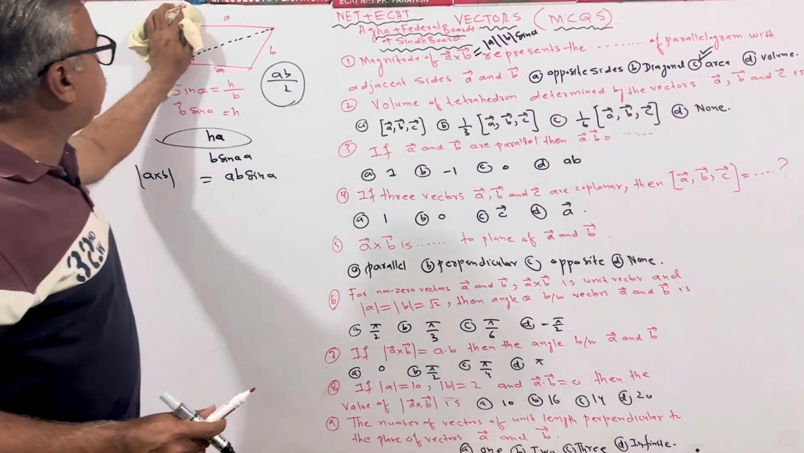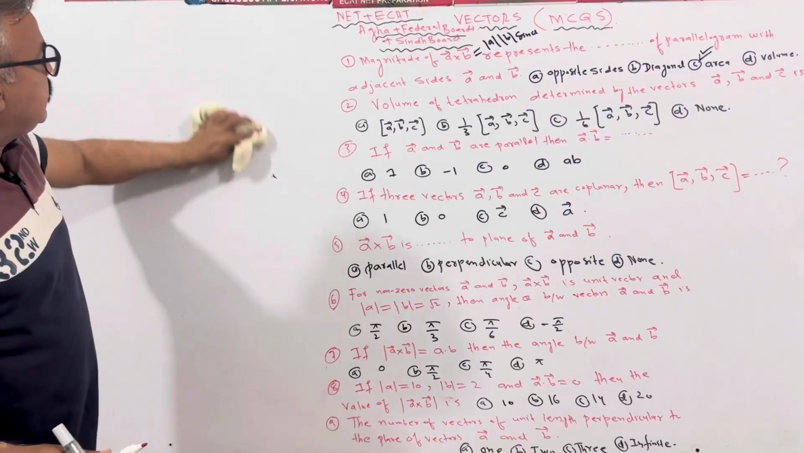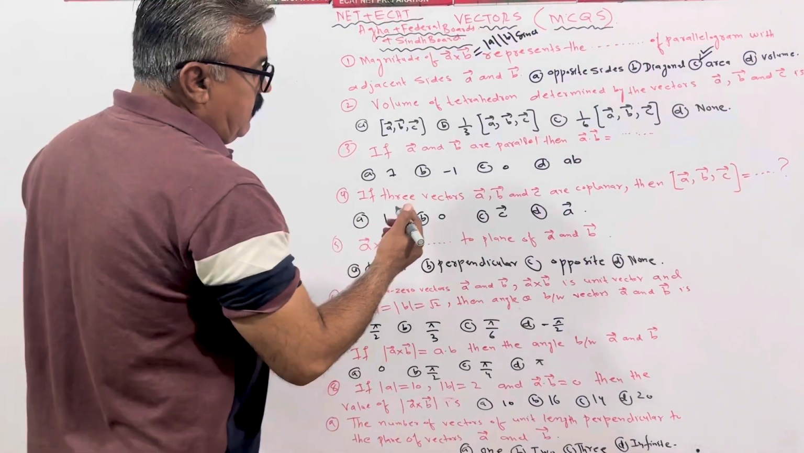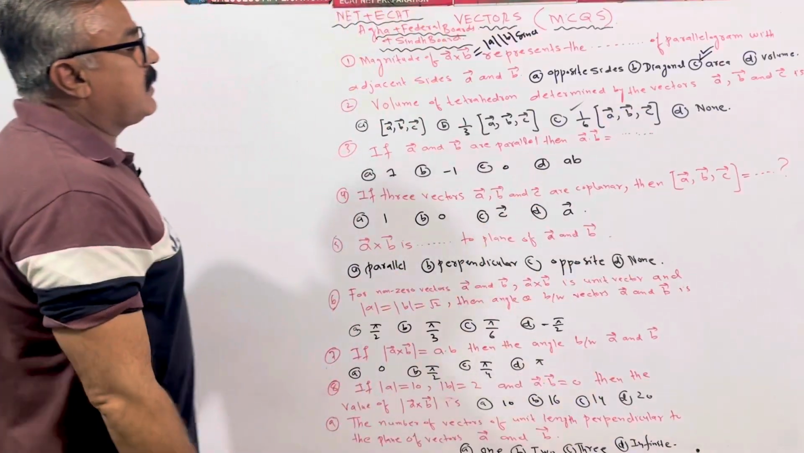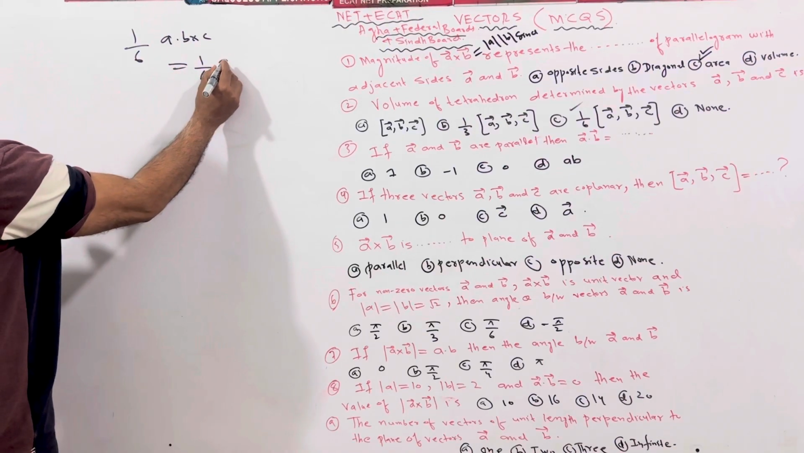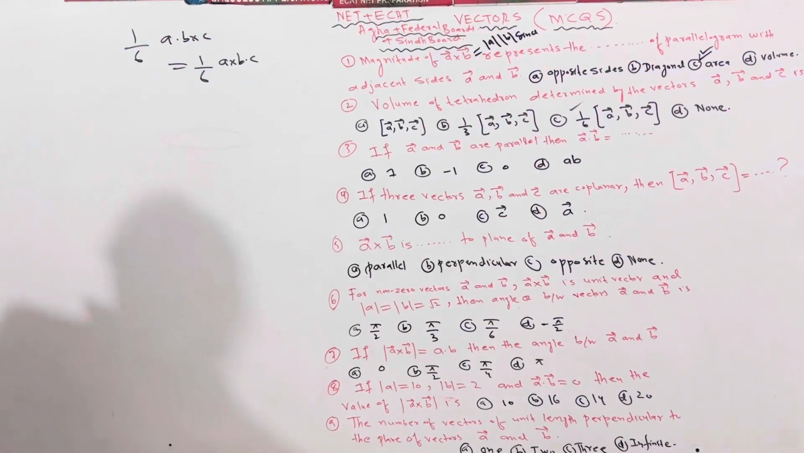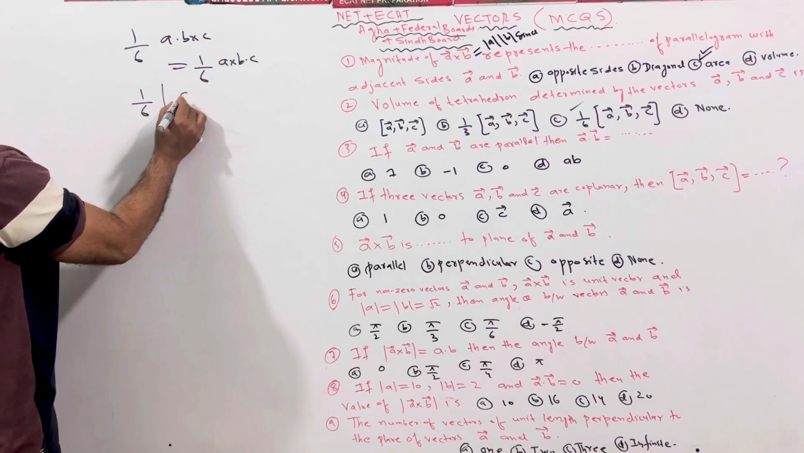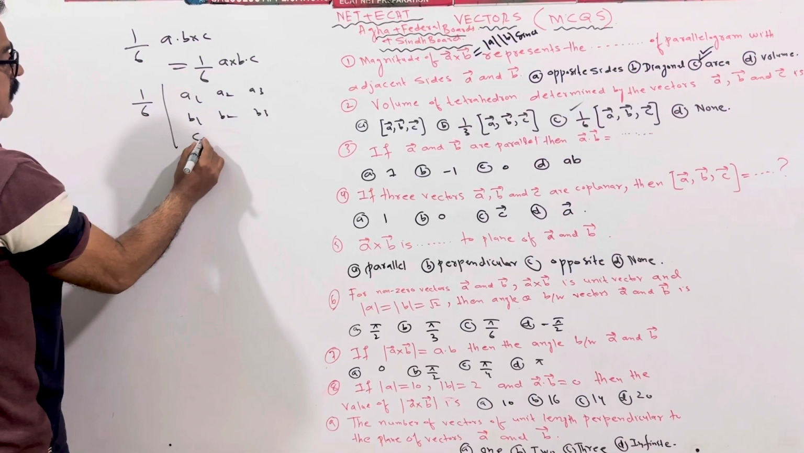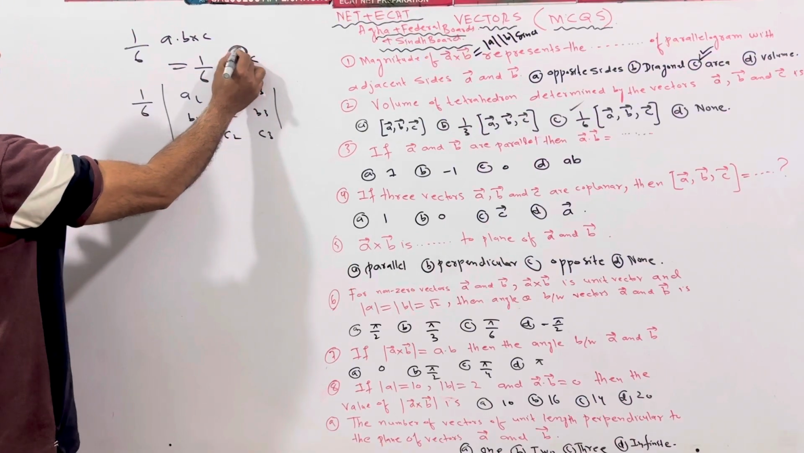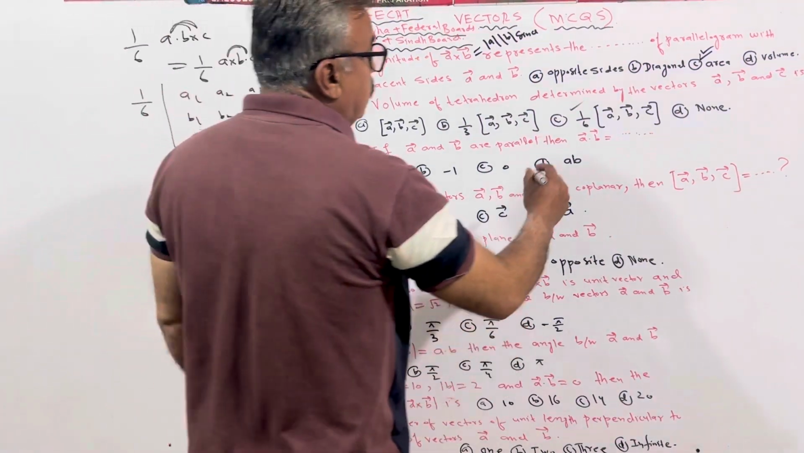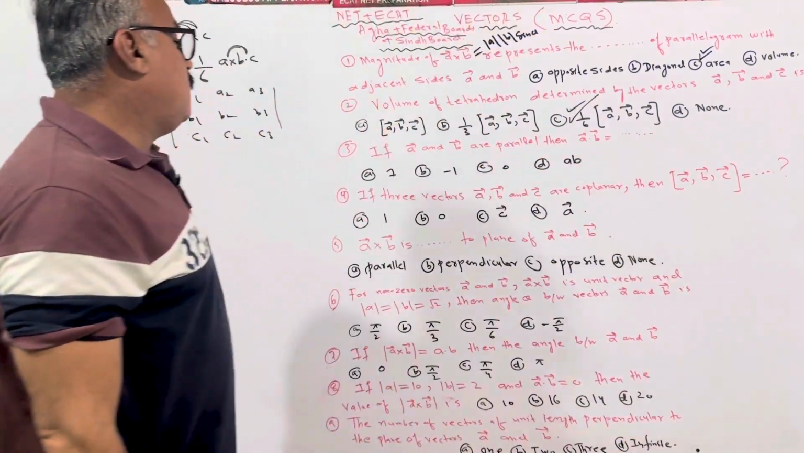Moving to question number 2. What is the formula or identity for the volume of a tetrahedron? The volume of a tetrahedron is 1 upon 6 times the triple product of A, B, C: 1 upon 6 A dot B cross C, or 1 upon 6 A cross B dot C. It is further given by 1 upon 6 times the determinant of A1, A2, A3, a vector in 3 dimensions, B1, B2, B3, C1, C2, C3. Dot and cross are interchangeable. This is the formula for the volume of a tetrahedron, 1 over 6.